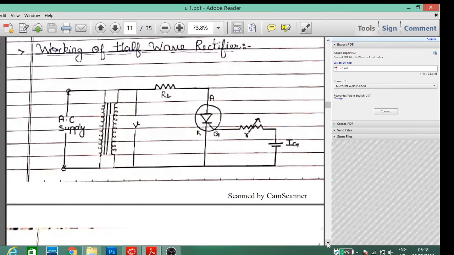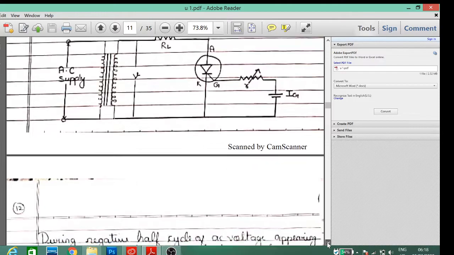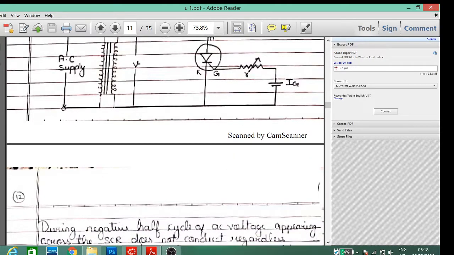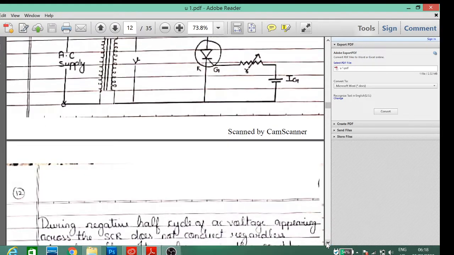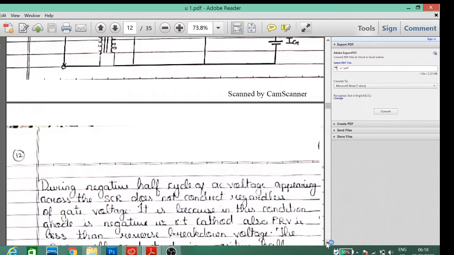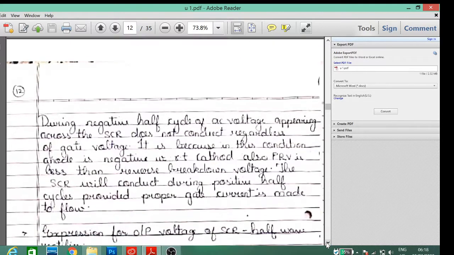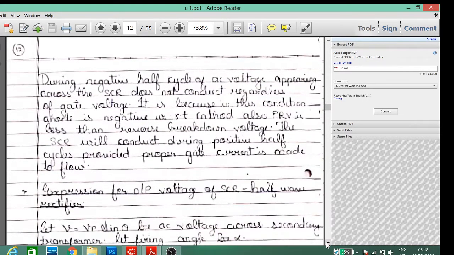Now, the working of the SCR as a half-wave rectifier. This is the circuit diagram of the SCR as a half-wave rectifier, and to derive this expression, we have written the expression. During the negative cycle, the SCR will not conduct, and during the positive cycle, the SCR will conduct. We will get only the half cycle of the input.